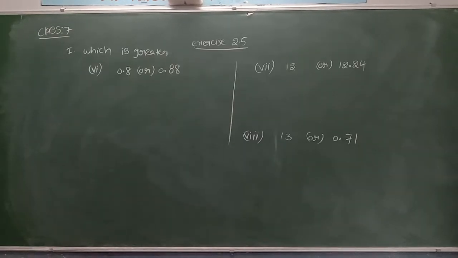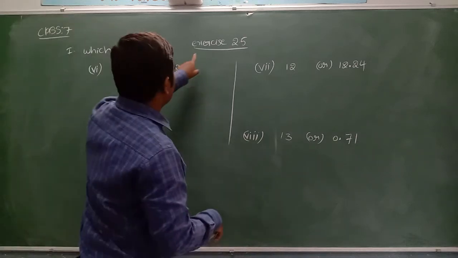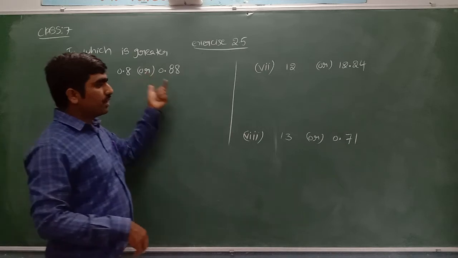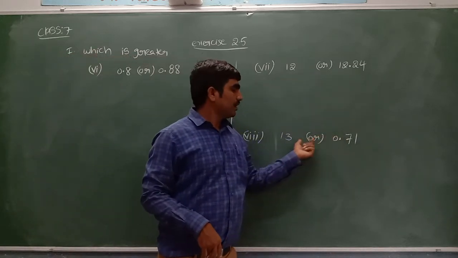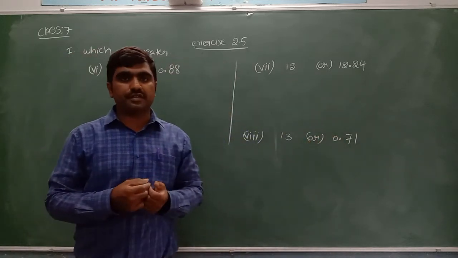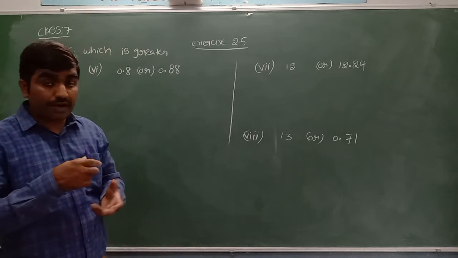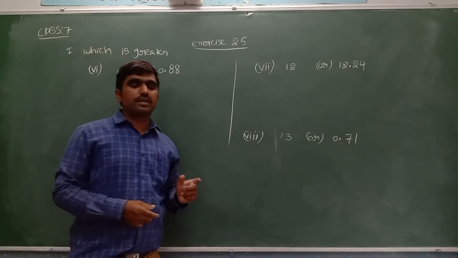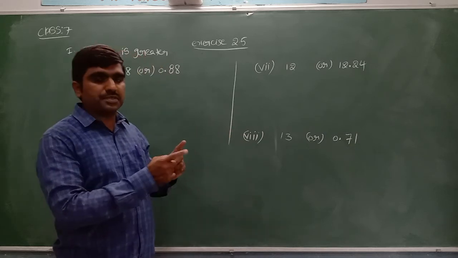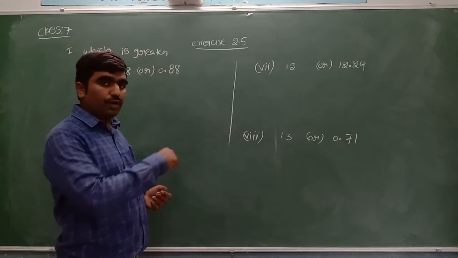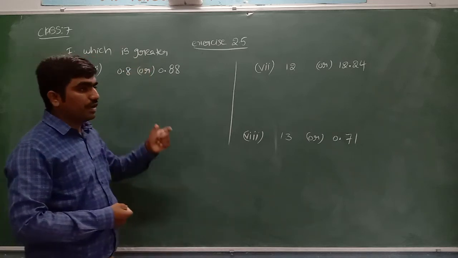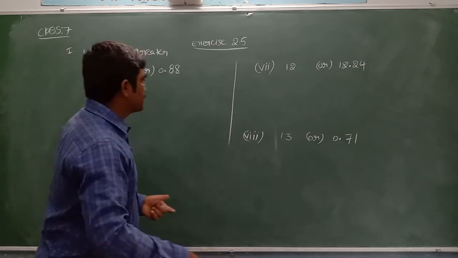Yes, children, now see the exercise. Exercise 2.5. First bit, you can see which is greater. Here they gave decimal numbers and they are asking which is greater. We know already that to identify the greater and smaller we need like decimals. If the given decimals are unlike decimals, we have to express them as like decimals. Then we can do the comparison and identify which is greater and which is smaller.